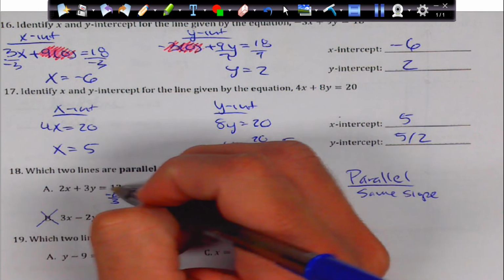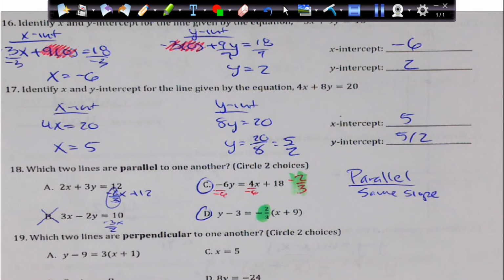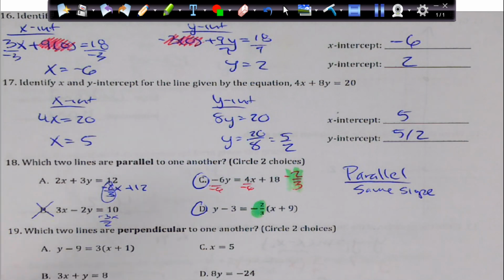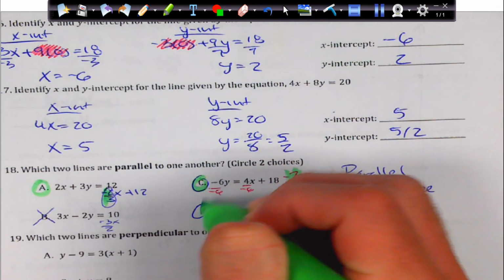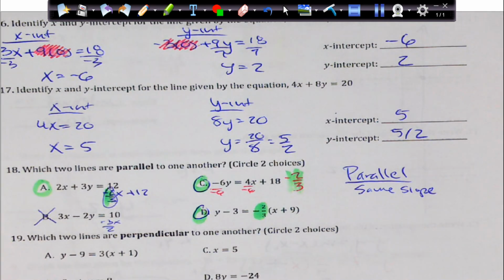I'm having a feeling, I'll have to go back and check, but I have a feeling we would have 3. Maybe that's what they meant. Pick 1 and then 2 more. That was a little confusing, but I'm going to go with all 3 of these are parallel right there. Boom, they have the same slope.